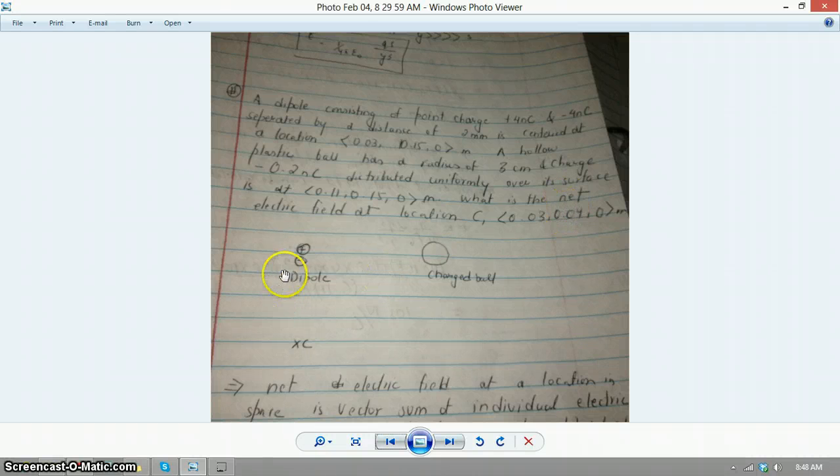This is a really rough diagram that I made, where you can see the dipole, the charged ball, and the location C where we need to find the electric field.